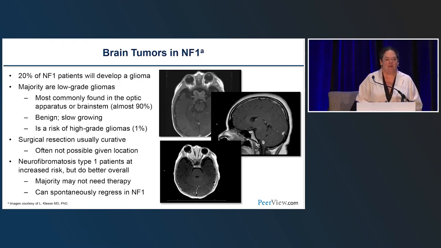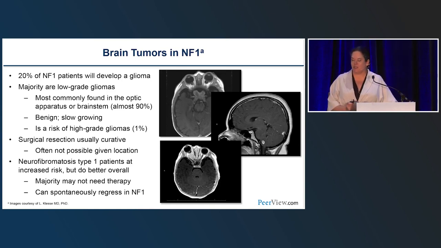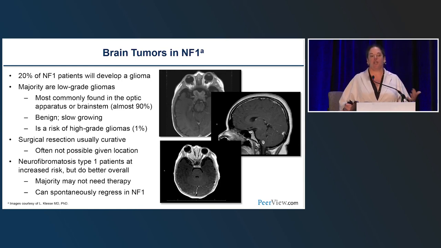The second most common tumor that we see in patients with NF are CNS tumors. About 20 to 30% of patients with NF1 will develop a glioma. Most of these are benign or low-grade gliomas. They are most commonly found either in the optic apparatus or in the brainstem.